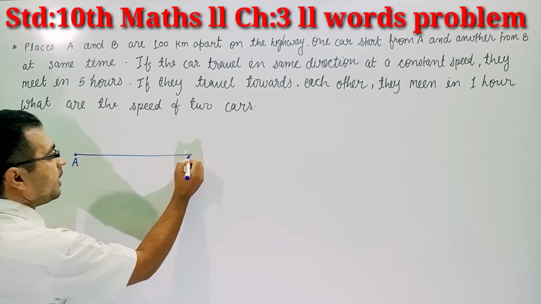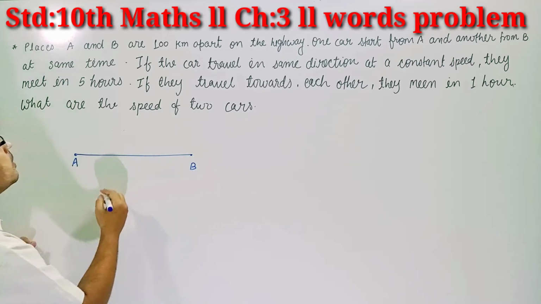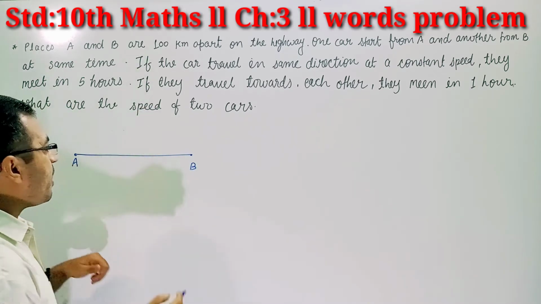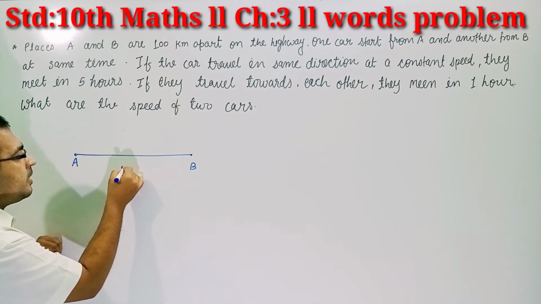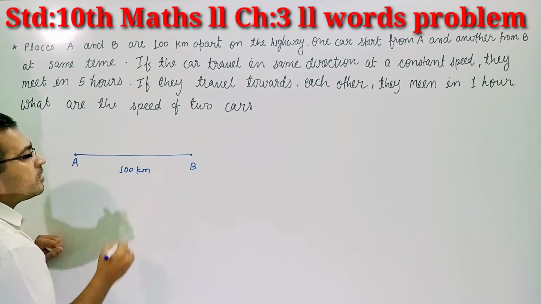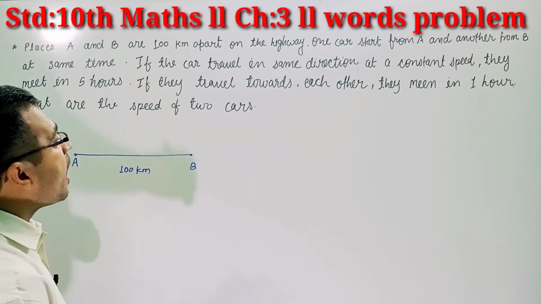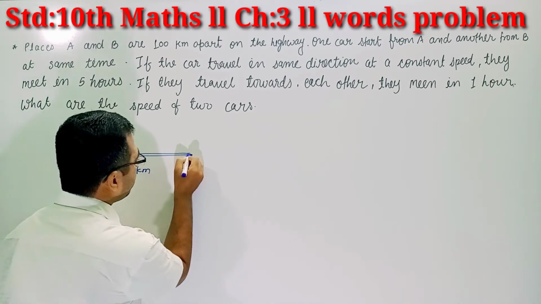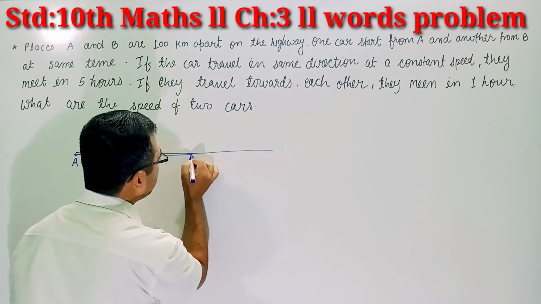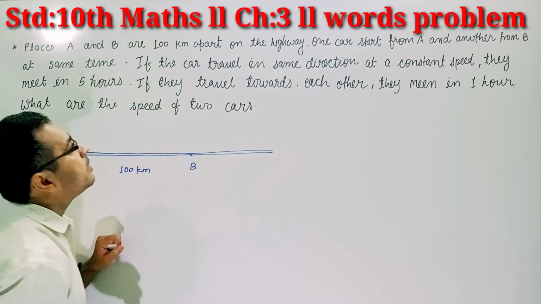Places A and B are 100 kilometer apart, which means the distance between A and B is 100 kilometer, on the highway. This is a highway, so the highway can be extended further, right?